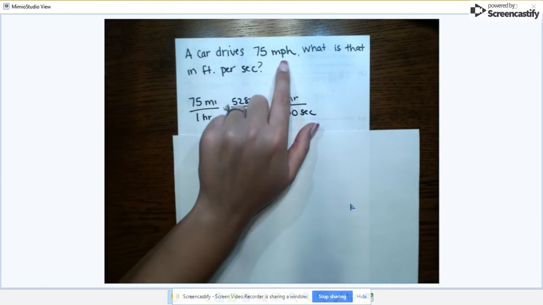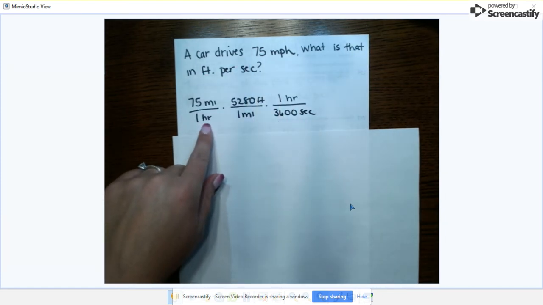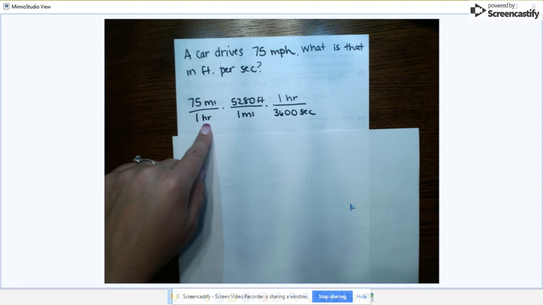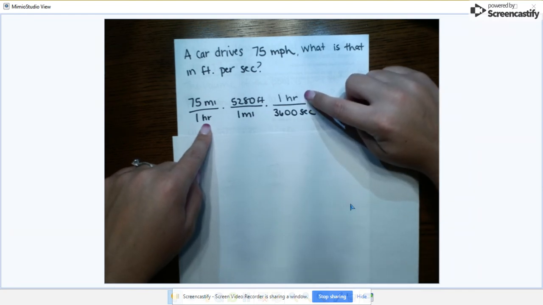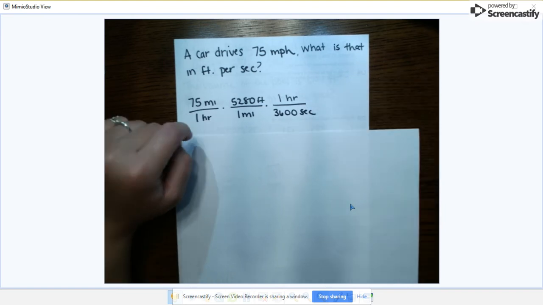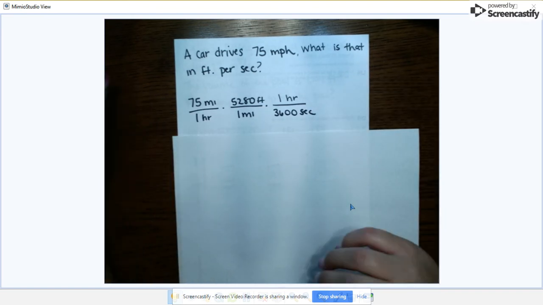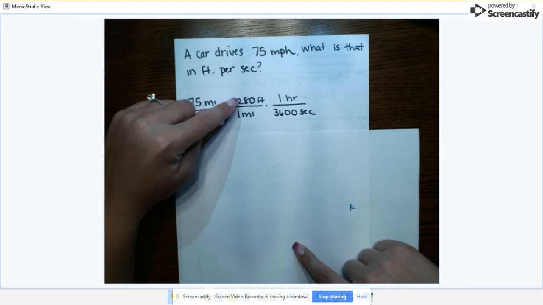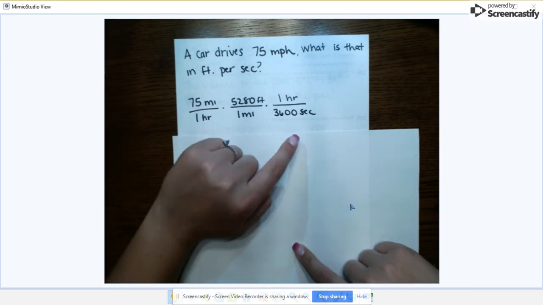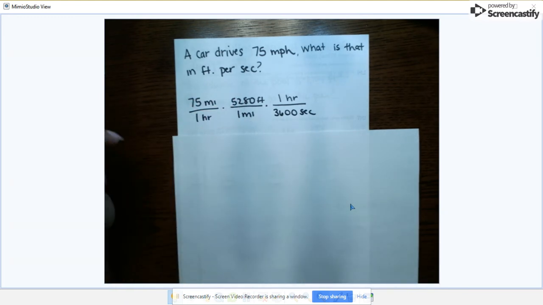Then we have to change from hours to seconds. So hours is on the bottom of our original fraction, so it needs to cancel on the numerator. And we're changing into seconds. 1 hour is 3,600 seconds. Therefore, now I can multiply straight across and divide by the denominator. And I would like you guys to give me that final answer in feet per second.